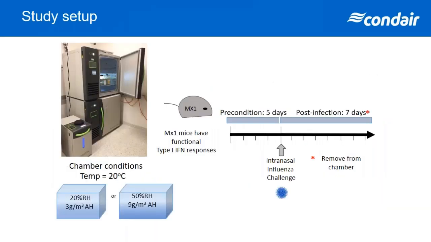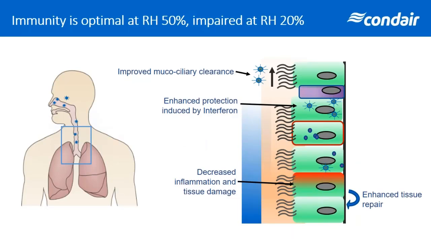Her study was actually done in mice, because you can't remove tracheas and lungs of human beings again and again and expect to get away with it. So she used genetically engineered mice that have an immune response that is essentially identical to humans. The mice were preconditioned, then they were infected, and then they were followed in two different relative humidities. Dr. Iwasaki found a couple of things.